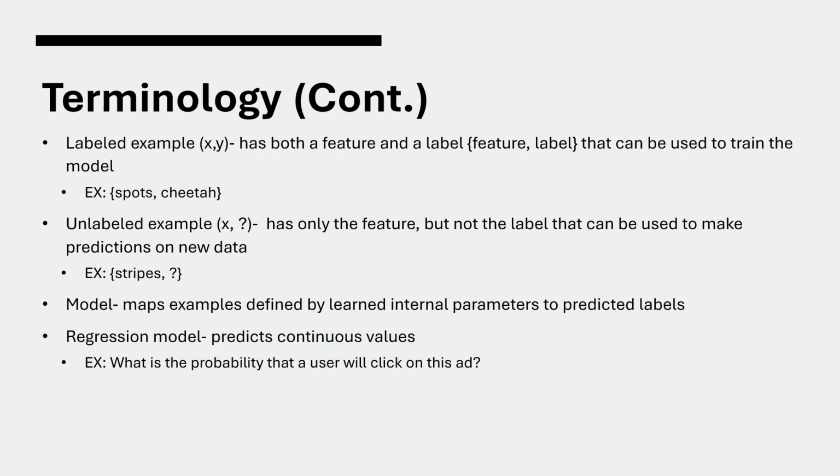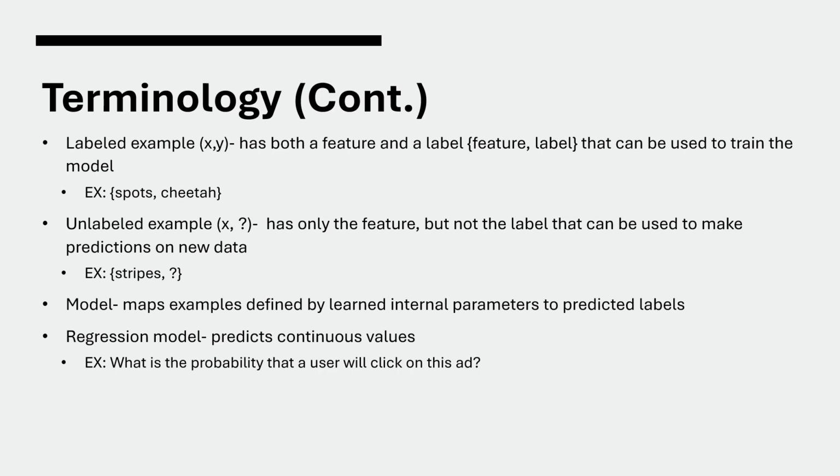Labeled examples have both features and labels, defined as x and y variables, that can be used to train that model. An example would be spots as a feature and cheetahs as a label. Unlabeled examples are the opposite of that, which only have the feature but not the label, and can be used to make predictions on new data. So you can see in the example, we have the feature stripes, but not the label, which would have been tiger. This is unsupervised learning so that the model can figure out that label on its own.